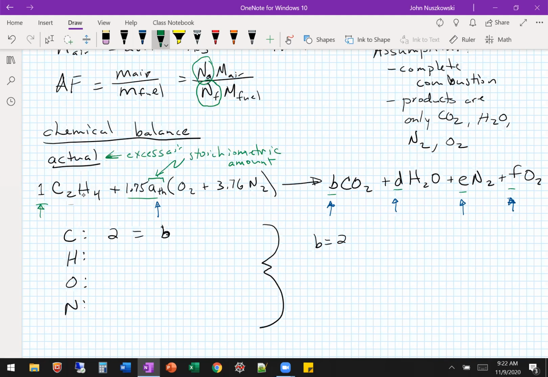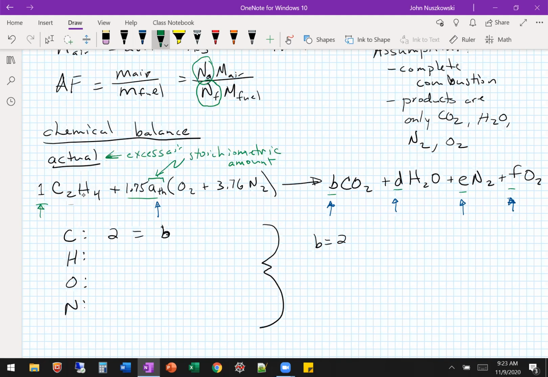Let's say there are problems in the book, I don't know whether I'll get to them, where they give you all of the products, like measuring it with a gas analyzer. So then you know everything in the products. Then both of your unknowns are what's in front of the fuel and what's in front of the air. But here we're assuming what's going on in the reactants to solve for the products.